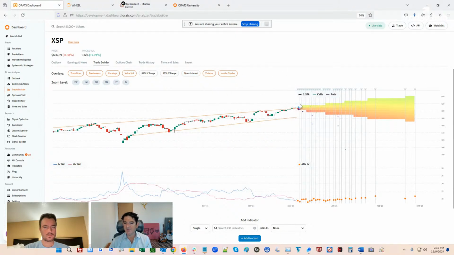Mostly it's in the front month. So this trade builder, like I said, is one of our top tools. But again, back to developing a strategy that utilizes these indicators. How do you do that? And I think a good place to start is the backtester.